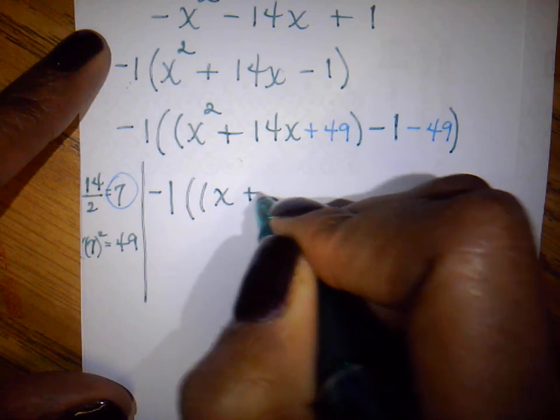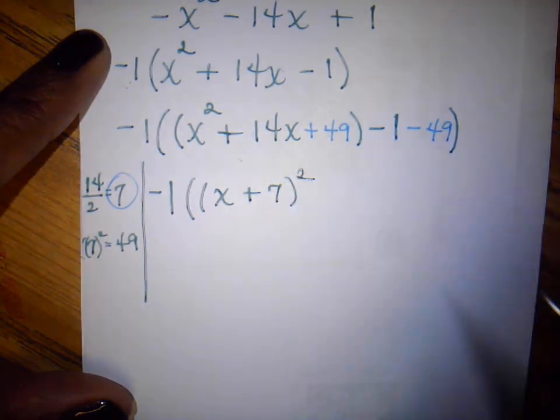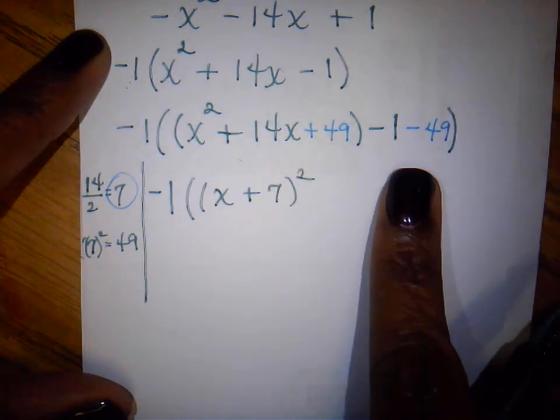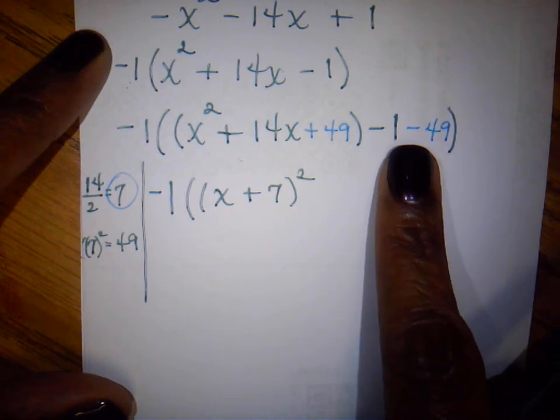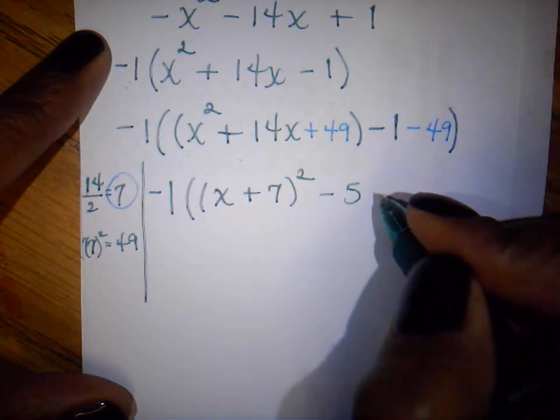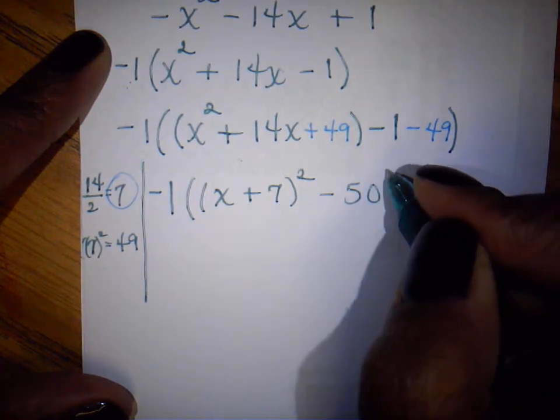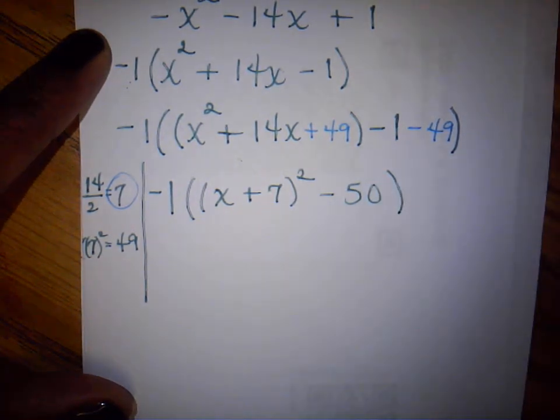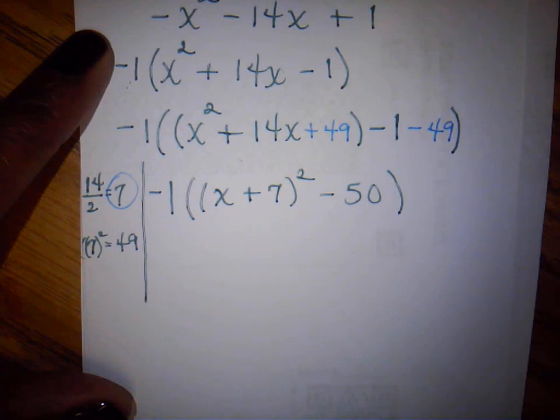The quantity of x plus 7 squared, right? And then what is this equal to? Okay. So minus 50, right? All right. Now it's time to deal with that negative 1. You ready?